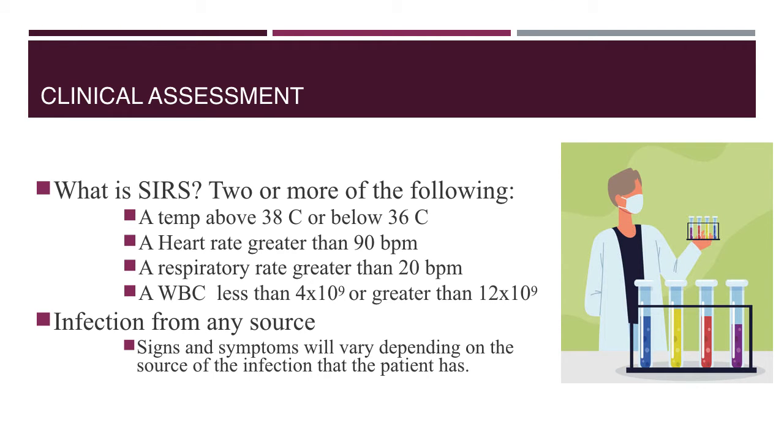So how do we assess for sepsis? The criteria for sepsis consists of what is called SIRS, which stands for Systemic Inflammatory Response Syndrome. The criteria for SIRS is stated as having two or more of the following: a temperature above 38 degrees Celsius or below 36 degrees Celsius, a heart rate greater than 90 beats per minute, a respiratory rate greater than 20 breaths per minute, or the white blood cell count that is stated on the screen.